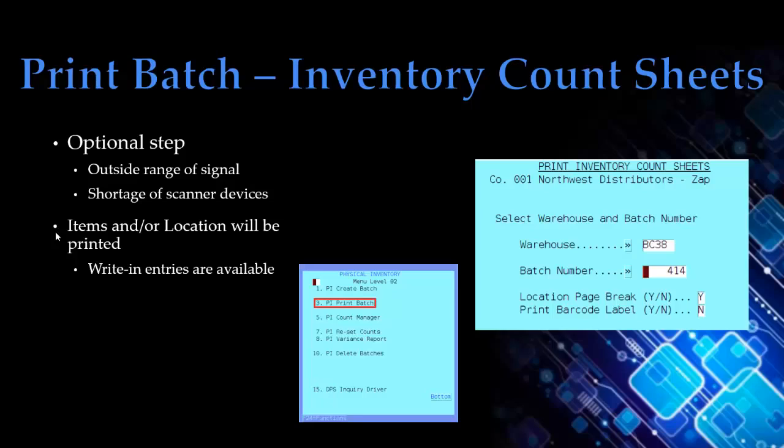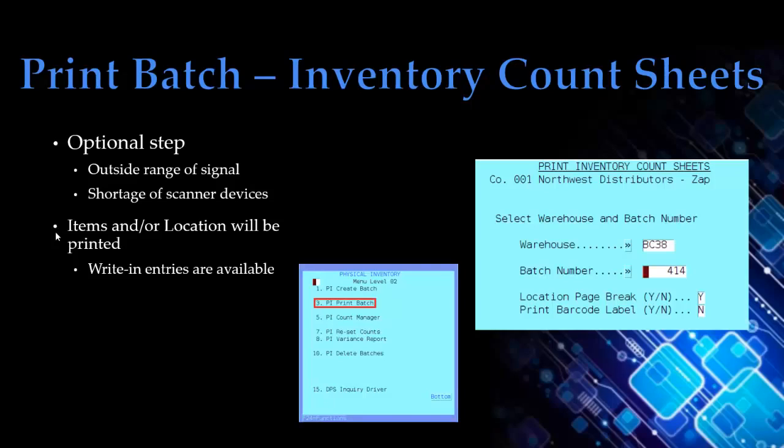When you get to the screen, you will first choose a warehouse, and then you will enter that batch number that I talked about, which you would receive once accepting your batch in the previous Create Batch screen. You then have two options down below. The first is Location Page Break. This field will create a page break upon each new location to be counted in the batch. In essence, this will create separate count sheets by location, should you expect to have multiple counters working on the same batch or whatever your situation may be.